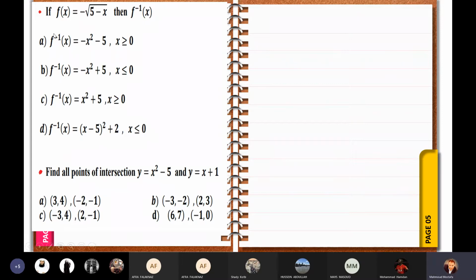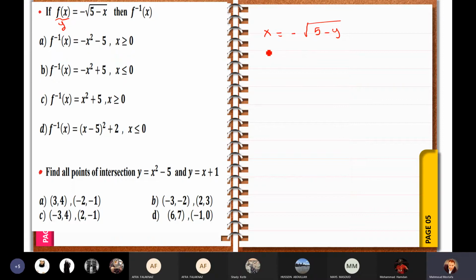Now, if f of x is equal to negative square root of 5 minus x, then the inverse of f of x is what? How to find the inverse function? First step, put f of x as y. Second step, switch between x and y. I will put x equal to negative square root of 5 minus y and try to solve for y.